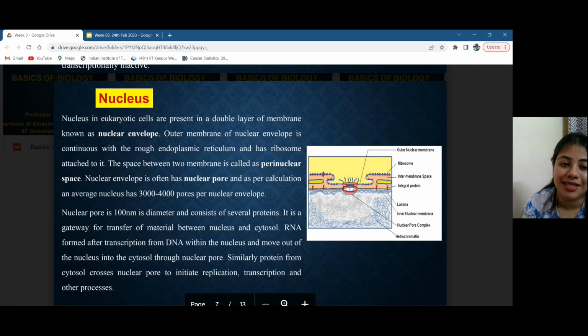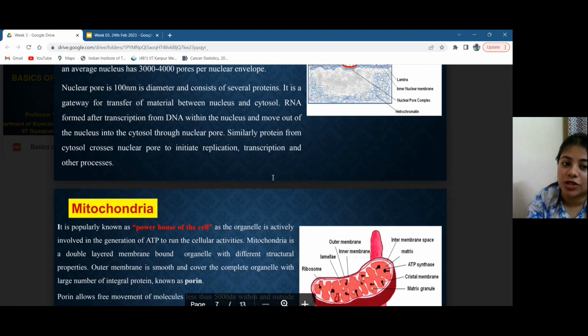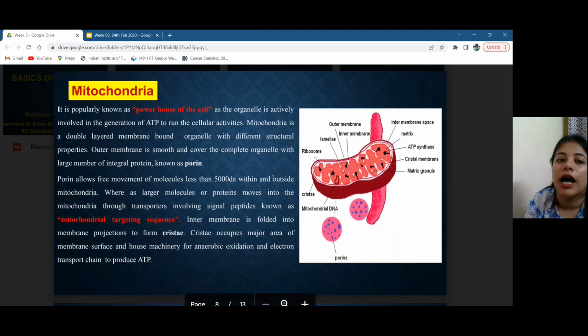So the nucleus in eukaryotic cells has the nuclear envelope. Continuing with the nucleus, the outer membrane is actually continuous with the endoplasmic reticulum. Therefore, you'll always find a continuous network. So if you have the outer nuclear membrane, in continuation we have this membranous network, which is the ER. The space between these two membranes is the perinuclear space, and the nuclear envelope often has little pores, estimated to be around 3,000 to 4,000 pores per envelope. Its dimensions and its functions were also discussed, and from there we move on to the mitochondria.